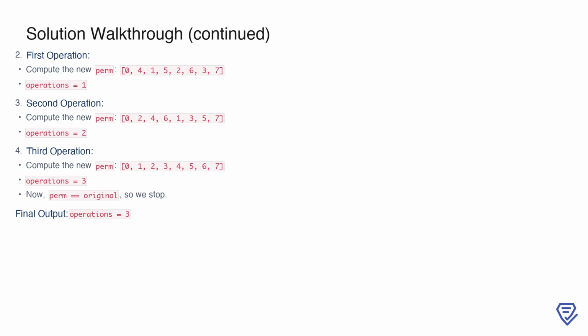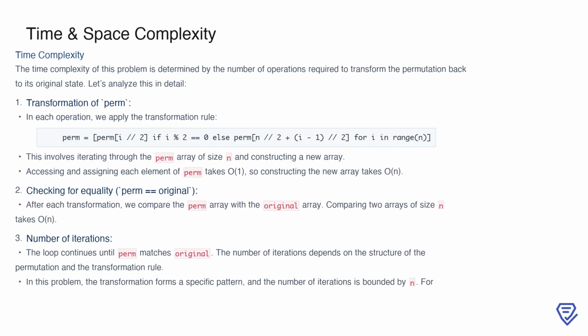Finally, in the third operation, the transformation brings perm back to 0, 1, 2, 3, 4, 5, 6, 7. At this point, perm matches the original array, so we stop. For n equals 8, the minimum number of operations required is 3, resulting in a final output of operations equals 3. The time complexity of this problem revolves around analyzing the number of operations needed to revert the permutation to its original state.